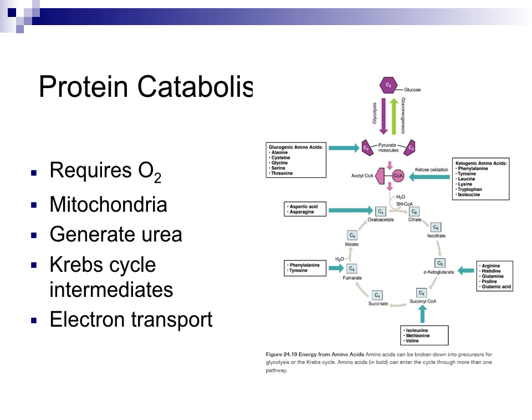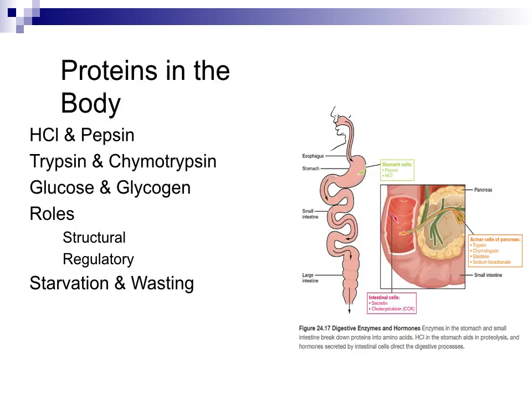Similar story for proteins. We can break down proteins for energy if oxygen is present. This is also going to happen in the mitochondria. We'll use, again, the Krebs cycle and electron transport, just like we did with lipids and carbohydrates. But here we have to strip away nitrogen, and that generates urea, which is hard on the kidneys and not good for us. So it's a poor source of energy, and we only do it when we're starving or wasting away.